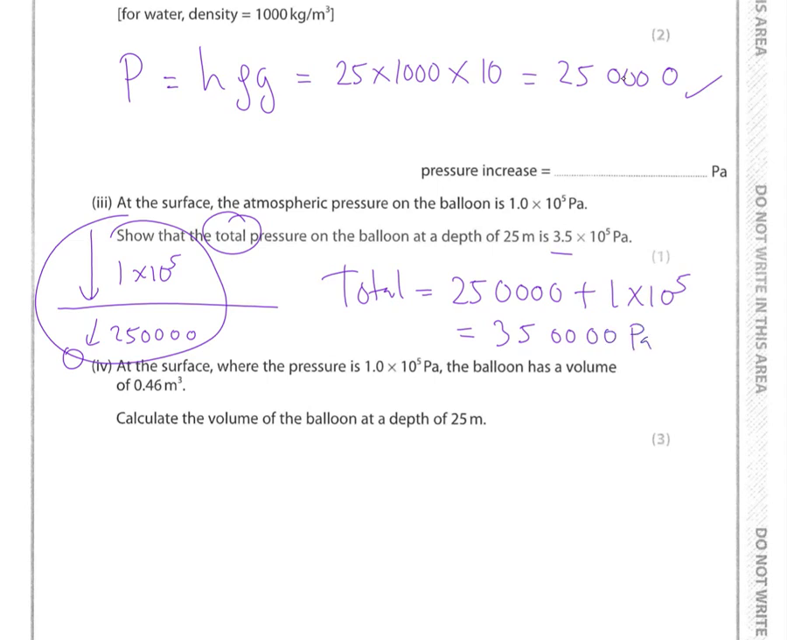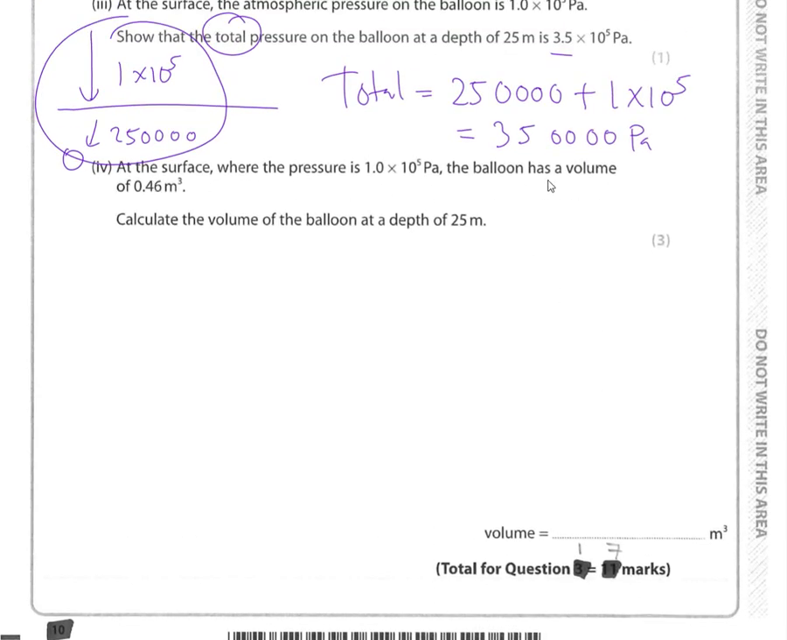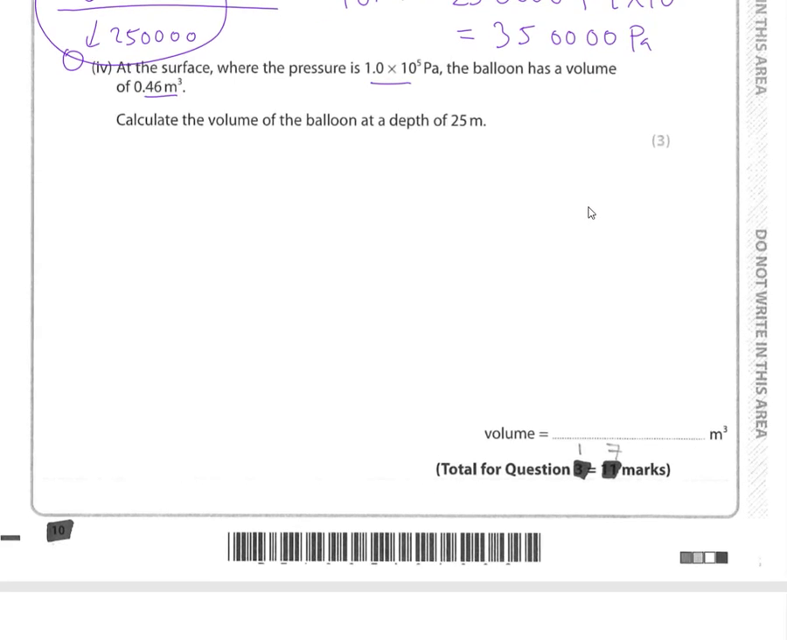That's it. So one mark to show addition. So that's what you need to show. You're showing that you're adding them together. Now we've got pressure and volume, so therefore we need to use an equation there. So P1V1 equals P2V2. Now the pressure at the surface, we know the pressure at the surface. We know the volume at the surface. So therefore P1 is this much, multiplied by V1.